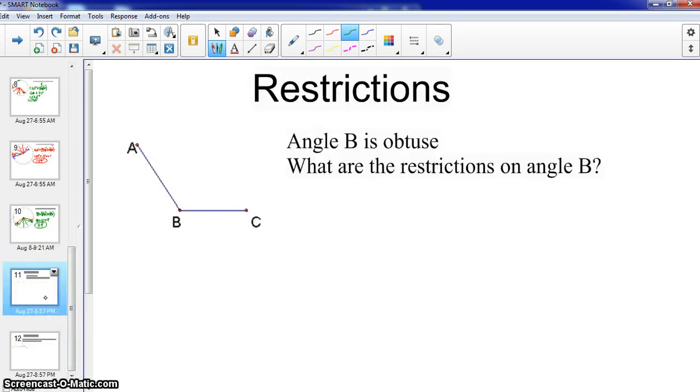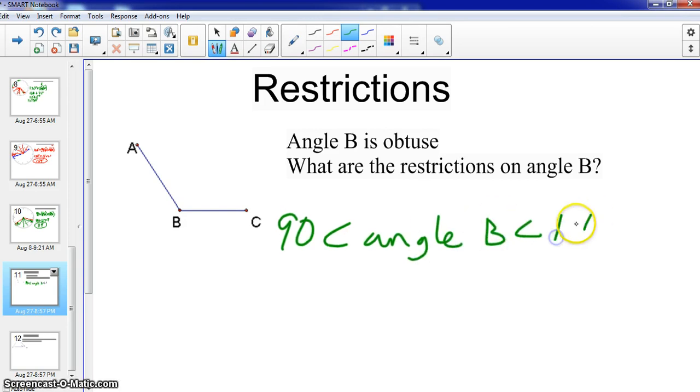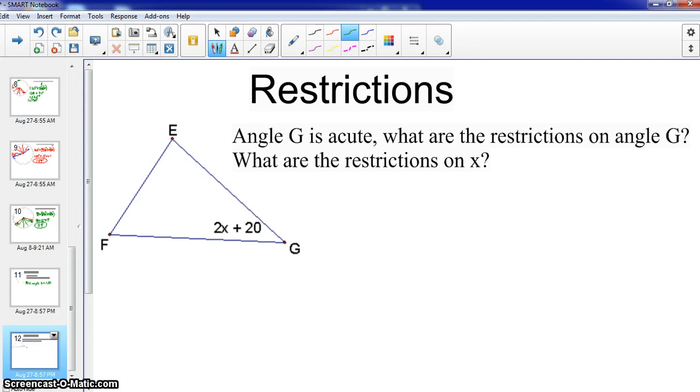The last thing we're going to talk about in this section is restrictions. If I were to tell you that angle B is obtuse, that tells you that the angle must be greater than 90, but also must be less than 180. You don't know what the angle is, but you know it must be between 90 and 180 degrees. That allows you to also find restrictions on a variable. In this case, we have the angle is acute, so we know that the angle must be between 0 and 90 degrees.